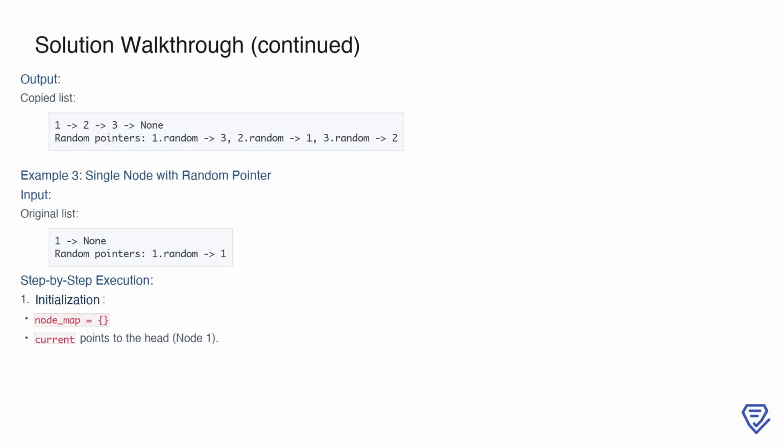In step 2, we assign the next and random pointers for the copied nodes. For node 1, its copy's next pointer is set to the copy of node 2, and its random pointer is set to the copy of node 3, as indicated in the original list.